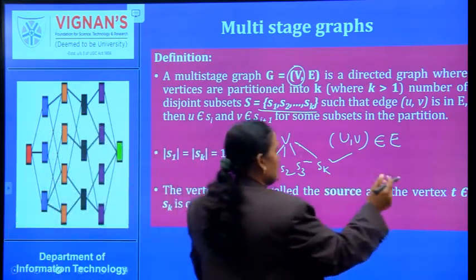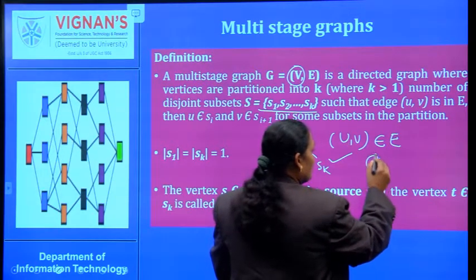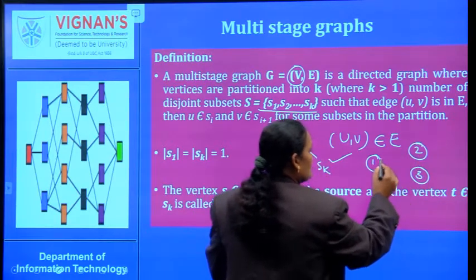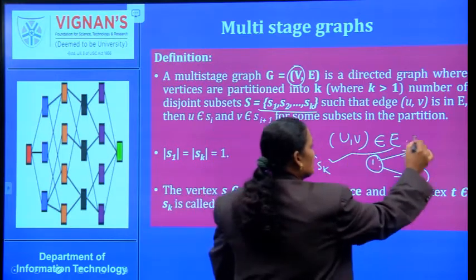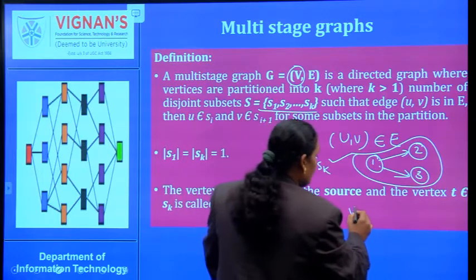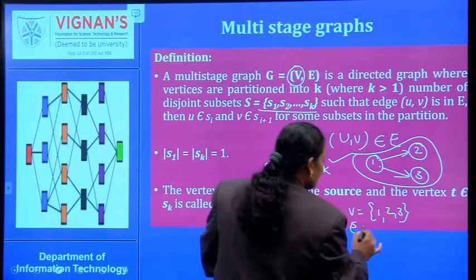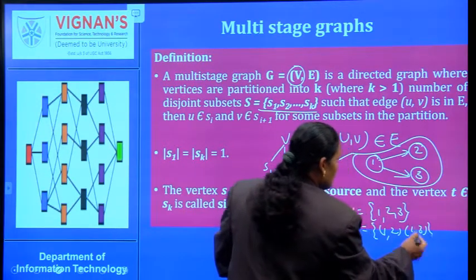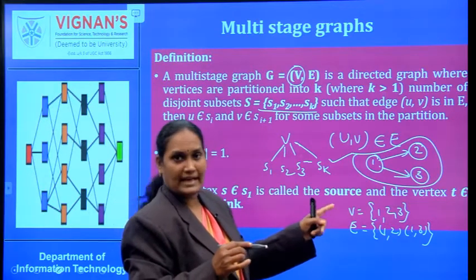Let us see an example for that. A simple example here. I have a vertex 1, another vertex 2, and another vertex 3. This is a graph. Here, V = {1, 2, 3} and E = {(1, 2), (1, 3)}. The set of vertices is 1, 2, 3 and the set of edges is (1, 2) and (1, 3).